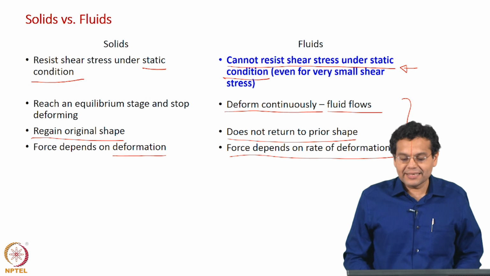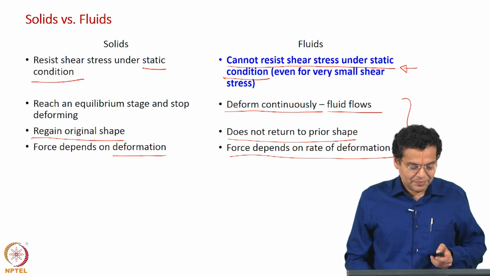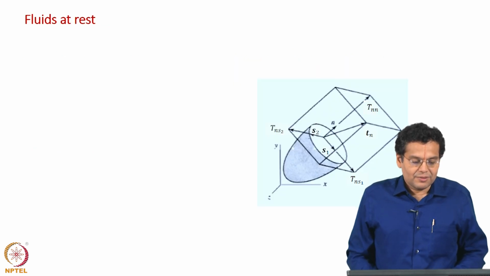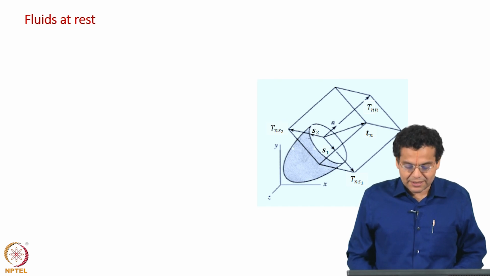We will take the lead from this characteristic feature of fluids. Fluids cannot resist shear stress under static condition. So, in a static fluid there are no shear stresses. Now, we shortly understand what the total stress tensor means. Okay, let us consider fluids at rest.